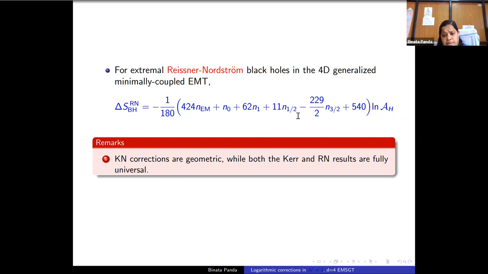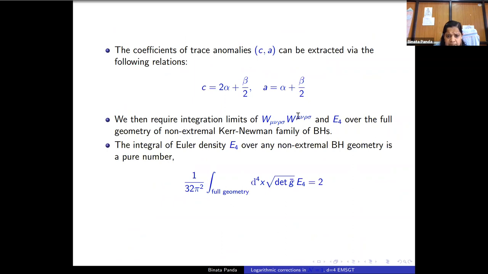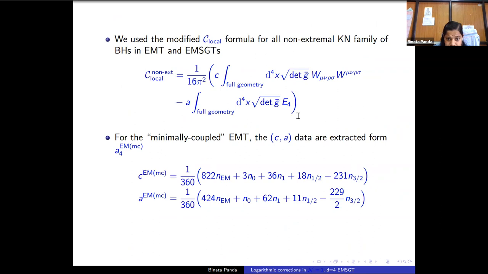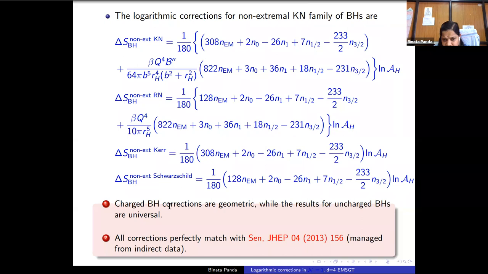We don't have a way to say that if it will be geometric or non-geometric. So this is for the extremals. If you compute for the non-extremal, you will see that like all the charged black hole corrections, let it be Kohn-Neumann or Reisenstrom, they are geometric. However, the core and Schwarzschild, they are non-geometric. Fine. So it's different for different black holes. So we don't have a way to say that if the prefactor will be depending on the black hole parameters or it will be fully universal.